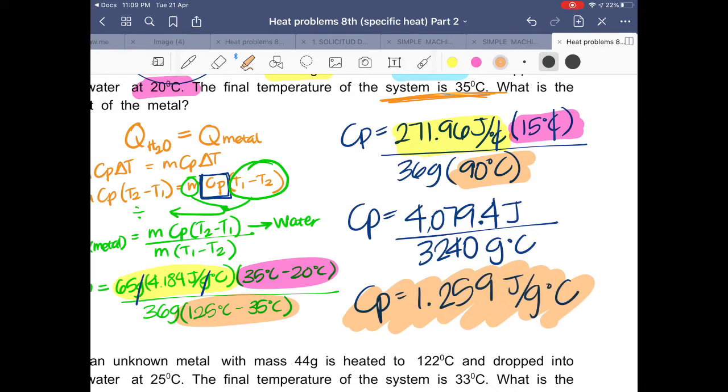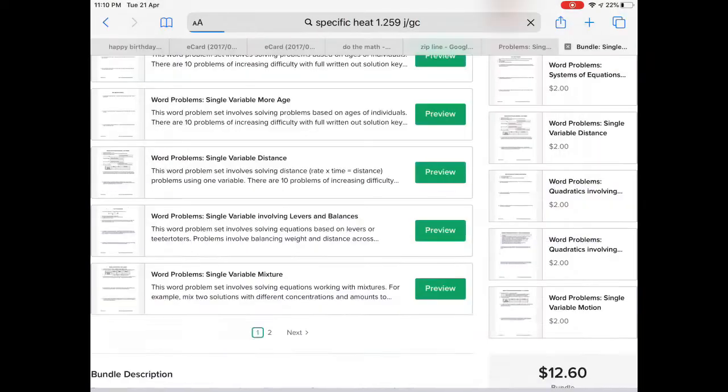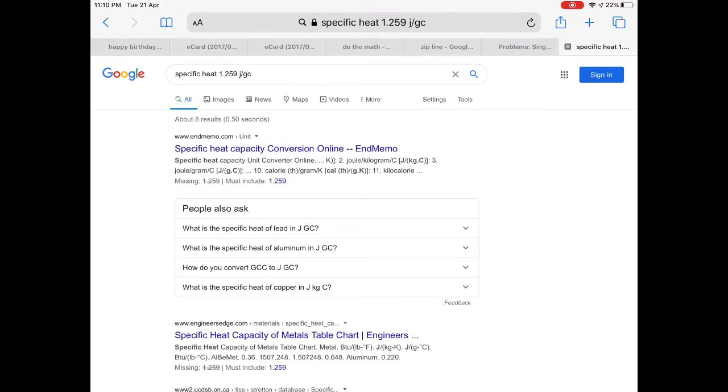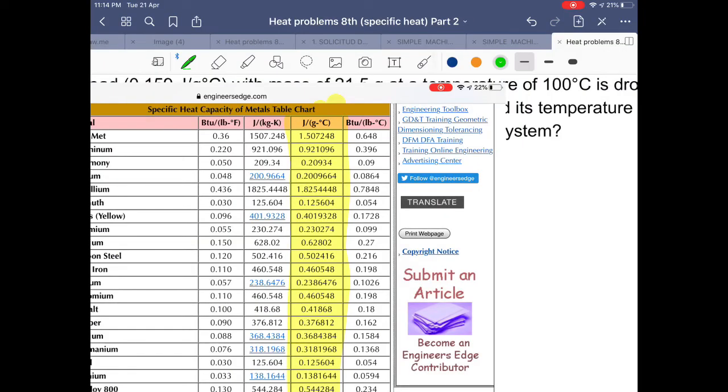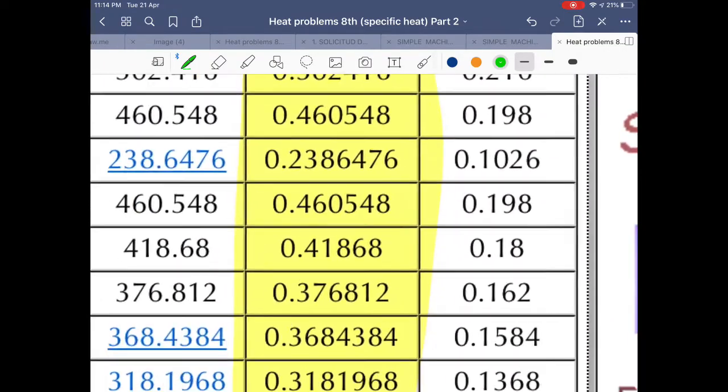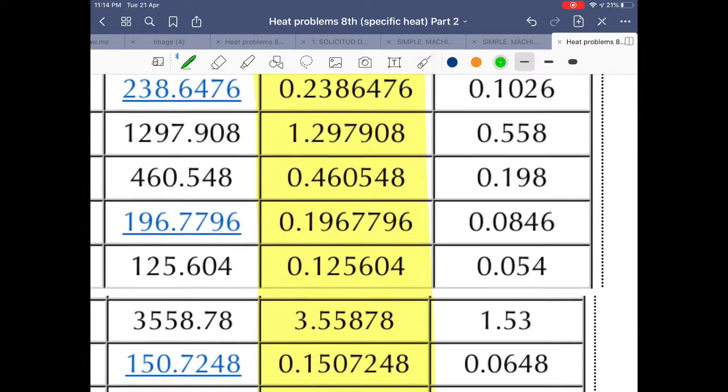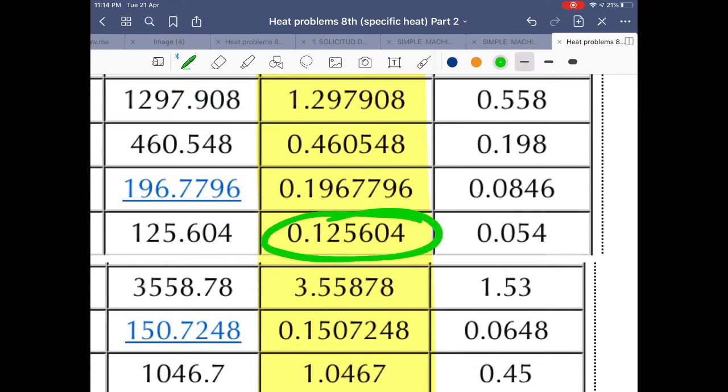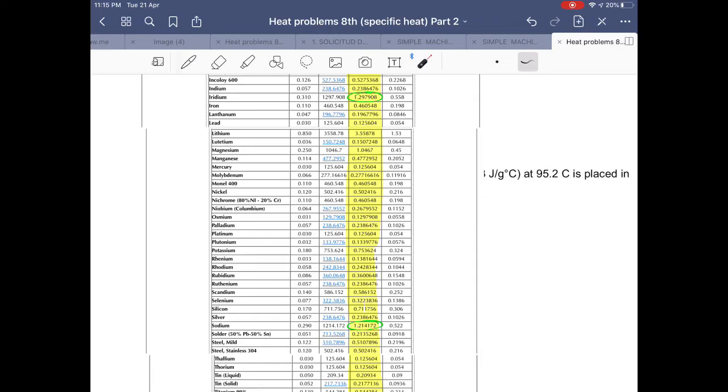Now, if you go to the web and search 1.259, you'll find that the closest one we have will be the one of iridium and the one of sodium. So it would be probably one of those.